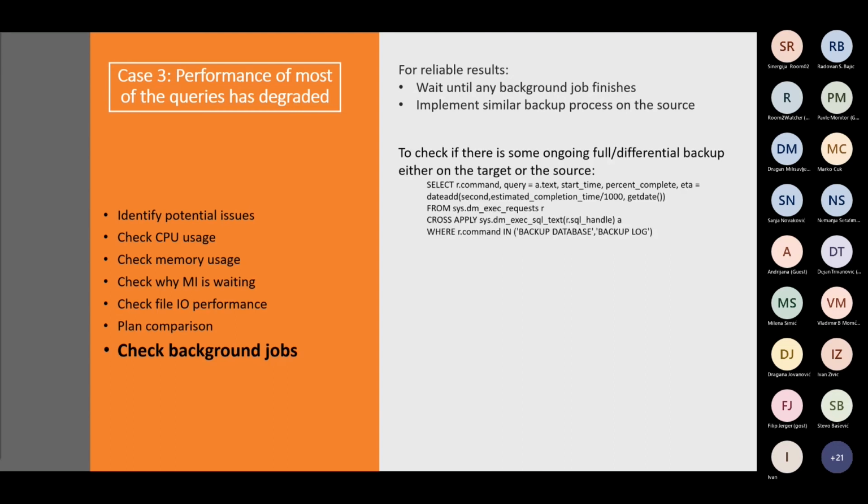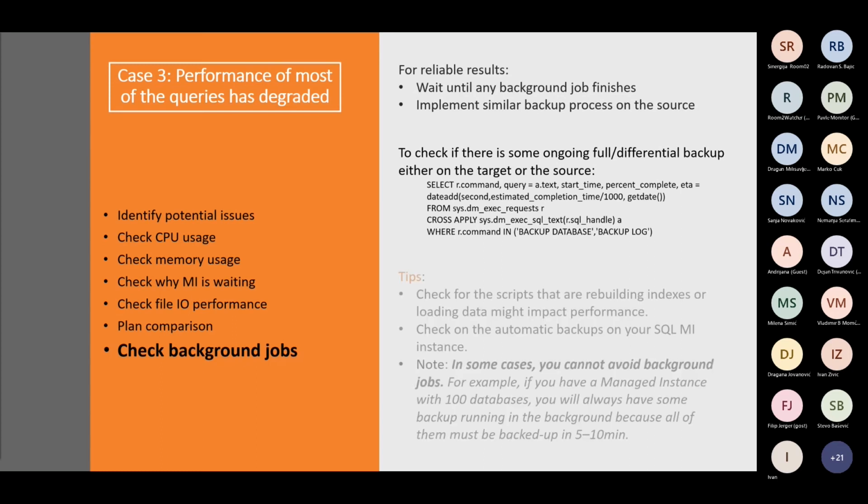You should also check for the scripts that are rebuilding indexes or loading data. It might also impact the performance. In addition, automatic backups on MI use some resources that may impact performance. And it should be noted that in some cases you cannot avoid background jobs. For example, if you have a managed instance with 100 databases, which is maximum at this point, you will always have some backup running in the background because all of them must be backed up in 5 to 10 minutes.